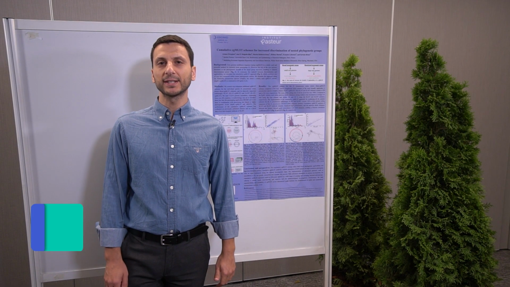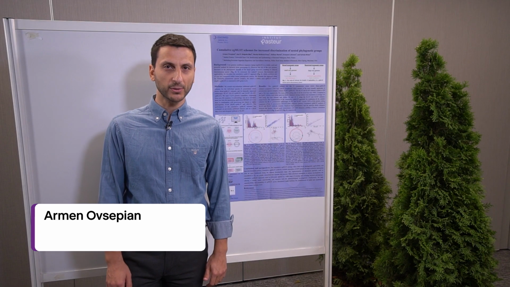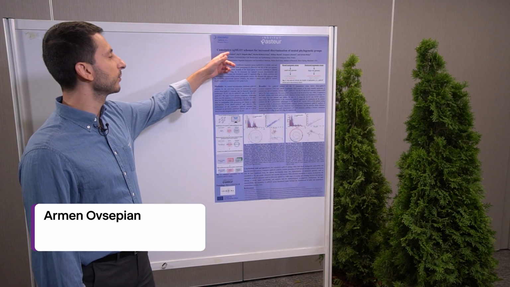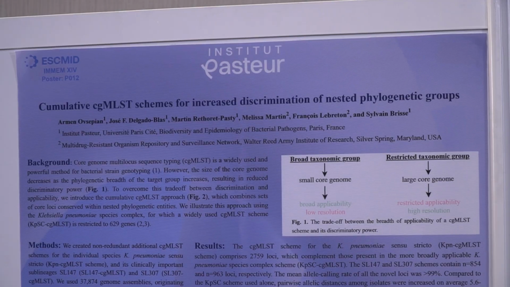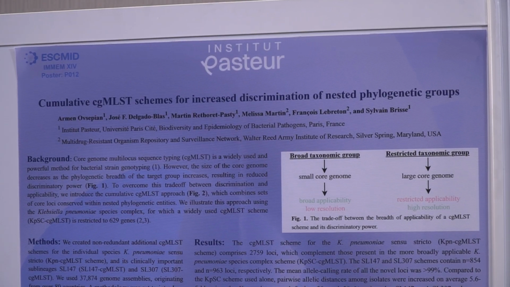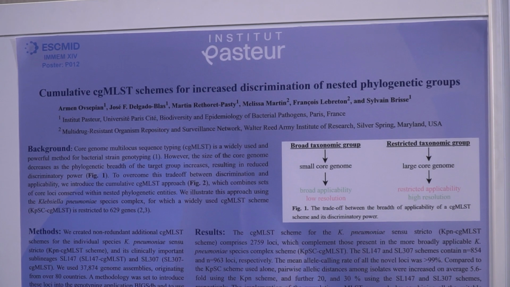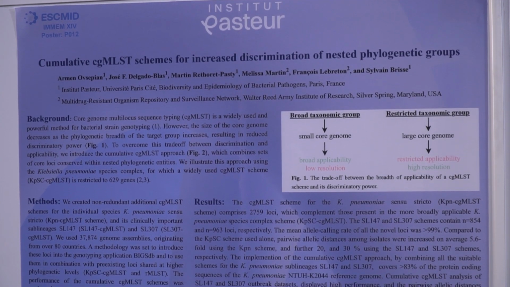My name is Armen Ovsepian from Institute Pasteur, and I would like to present you our work with the title Cumulative Core Genome MLST Schemes for Increased Discrimination of Nested Phylogenetic Groups. Core genome multilocus sequence typing is a widely used and powerful method for bacterial strain genotyping.